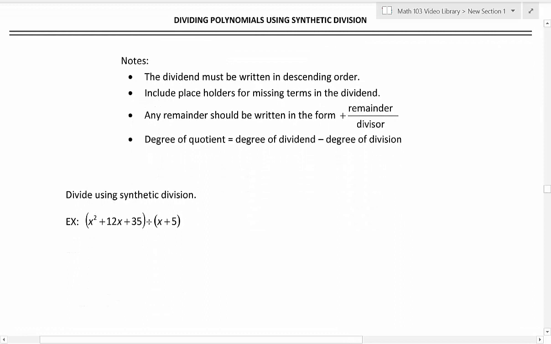A few notes about synthetic division. The dividend must be written in descending order. You want to include placeholders for any missing terms in the dividend. If you do not include these placeholders, you will get the wrong answer every time. Any remainder should be written in fraction form, which is where we write plus and then we put the remainder over the divisor. And remember that the degree of the quotient is equal to the degree of the dividend minus the degree of the divisor.